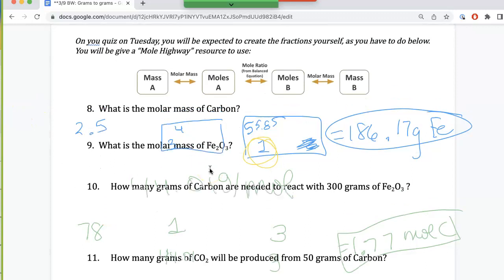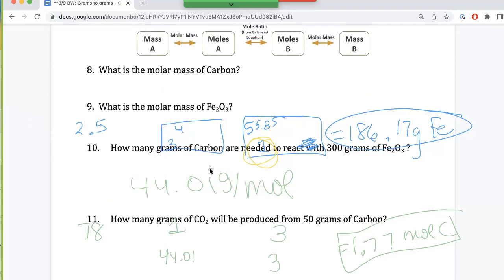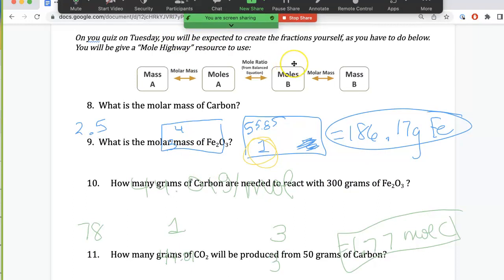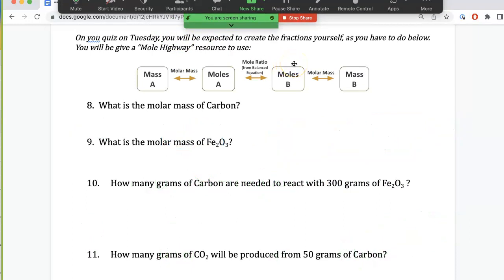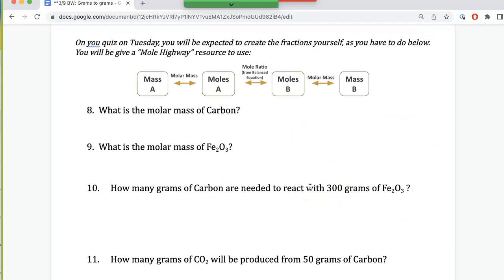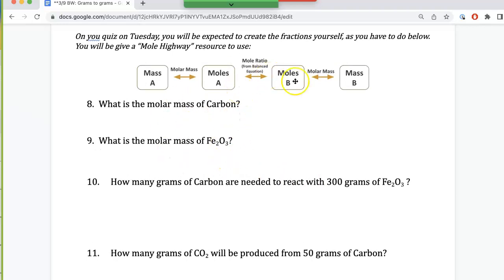Next, we're going to take a look at the backside. The quiz that you will have next class on Tuesday, notice that you will be expected to create fractions yourself. So your quiz will look pretty similar to this, not entirely, but where you will need to balance the equation, but then know how to write the fractions by looking at the mole highway. This mole highway will be given to you for your own benefit to help on the quiz.